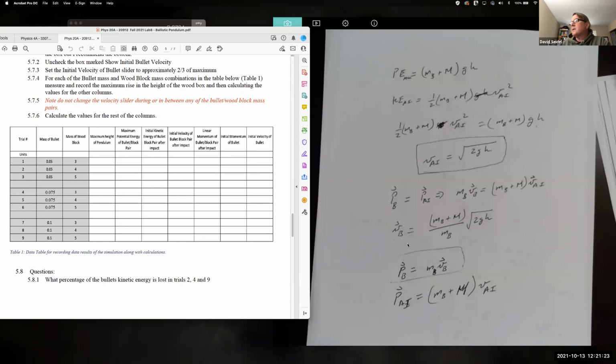Okay, because I can just get this all in one simple formula: mass of the bullet plus mass of the block, over mass of the bullet, times the square root of 2GH. That's the velocity of the bullet. Make sense? Yes. Thank you. Okay.